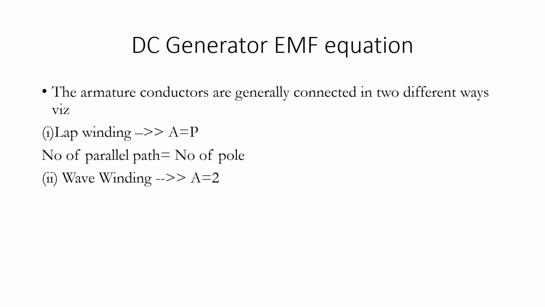In this EMF equation, we have two constraints. The armature conductors are generally connected in two different ways, either lap winding or wave winding. If it is lap winding, we always assume A equal to P, that is, the number of parallel paths equals the number of poles. In the case of wave winding, the number of parallel paths is always 2. We have to apply this while solving problems.